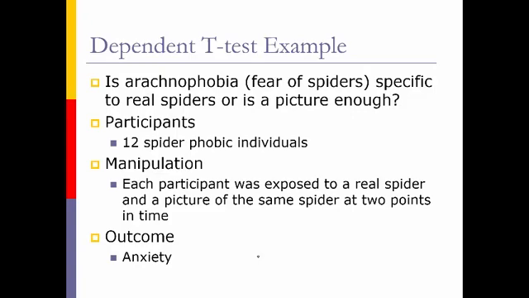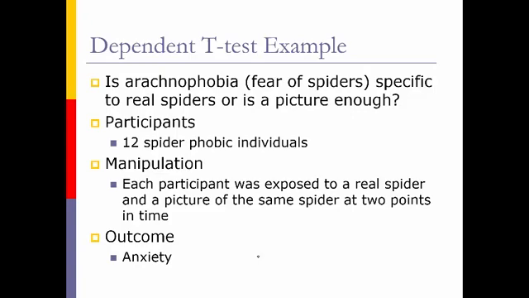So these 12 individuals were exposed to a real spider, and they were also exposed to a picture of that very same spider. Now, obviously there's issues with this test. We can call it being confounded. If you showed everybody the real spider first and then everybody the picture of the spider second, your data would not be exactly random. So in this case, you have to alternate. Half the group would have to see the real spider first, and half the group would have to see the picture first. Therefore, we can reduce the confounding and the error associated, or the learned behavior associated with this dependent t-test.